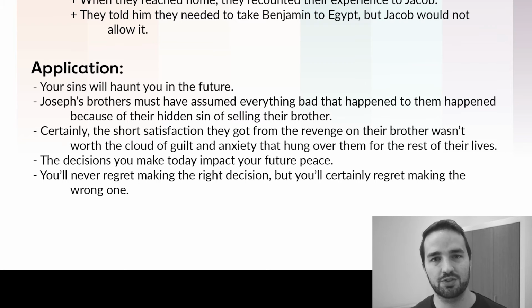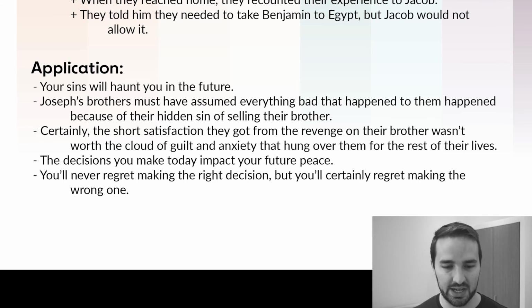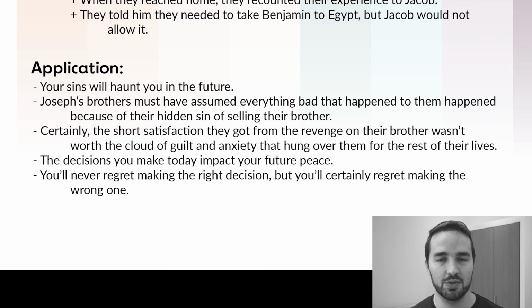Certainly, the short satisfaction that they got from getting revenge on their brother by selling him into slavery wasn't worth the cloud of guilt and anxiety that hung over their heads for the rest of their lives. The decisions that you make today will impact your future peace. You'll never regret making the right decision, no matter how hard it is, but you will definitely regret making the wrong decision, no matter how easy it is.